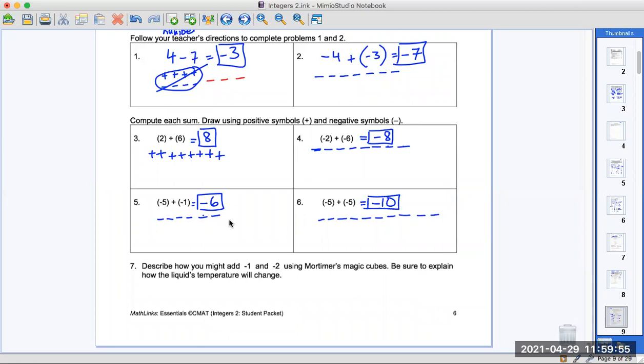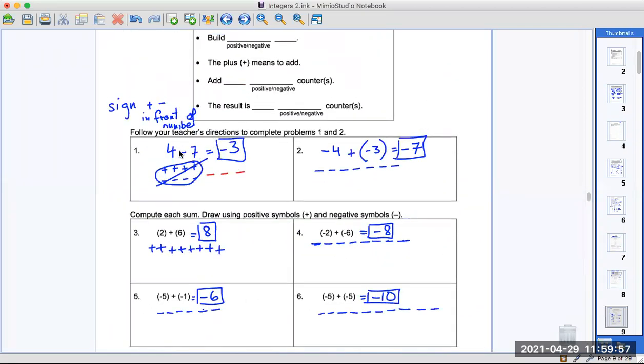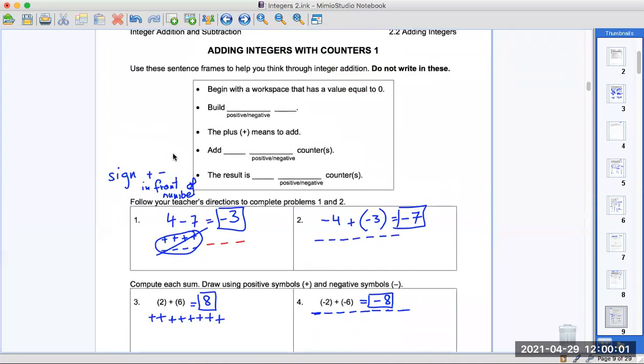Page 7. So these are adding integers using counters. Remember, a positive is a plus counter, a negative number is a negative counter. Zero pairs, try to line them up because they will go away. They always cancel each other out. Okay.